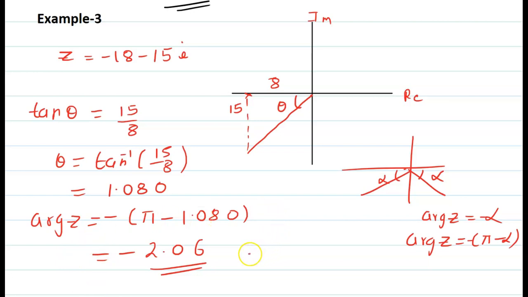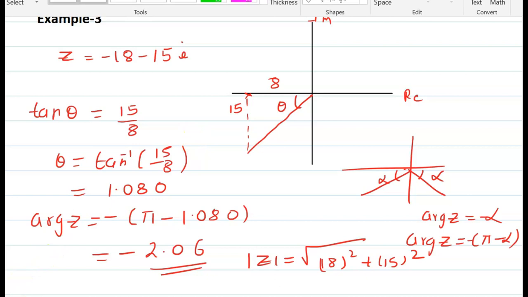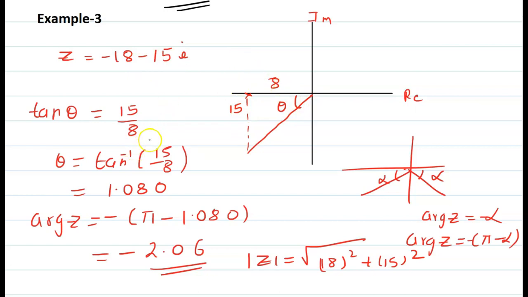If you want to calculate the modulus, the modulus of z will be the square root of 18 square plus 15 square. Yeah, so we can do it easily. I just want to correct one thing here. I have written 15 and 8 here, but by mistake I have taken 18. So it is 15 over 8. Tan inverse 15 over 8 is 1.080, that is minus pi minus 1.080, which is minus 2.08.